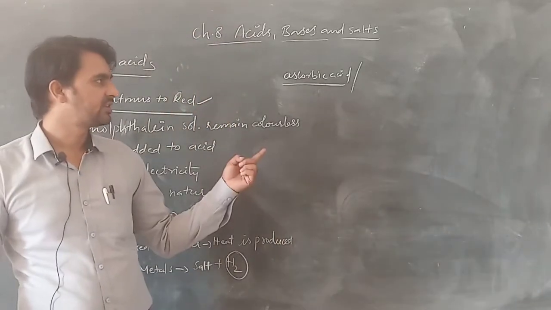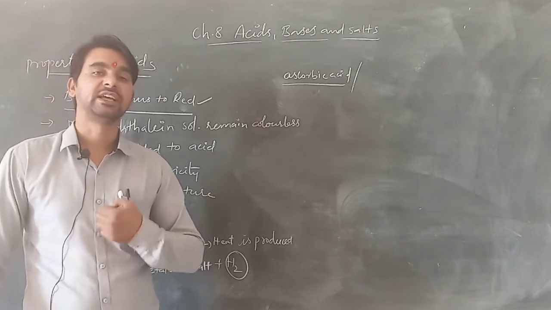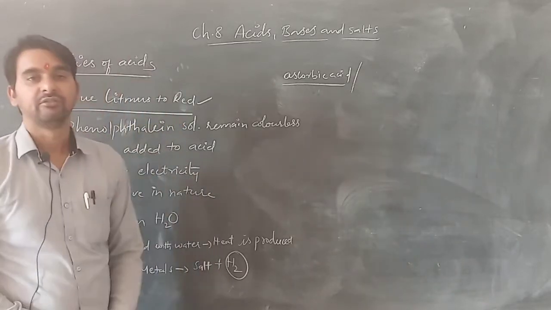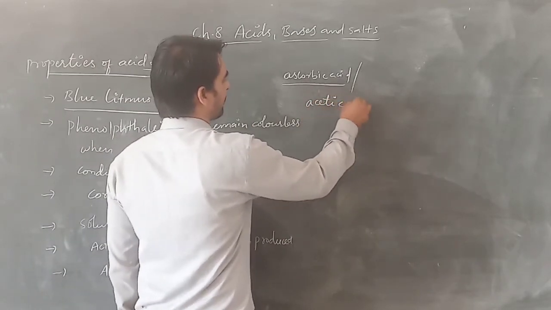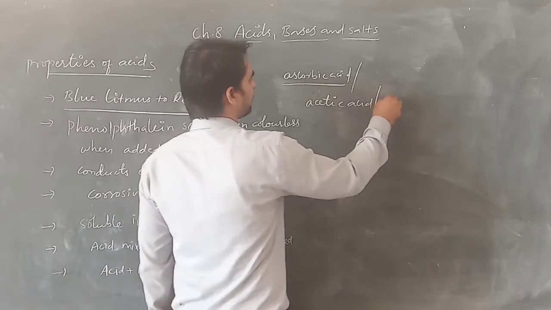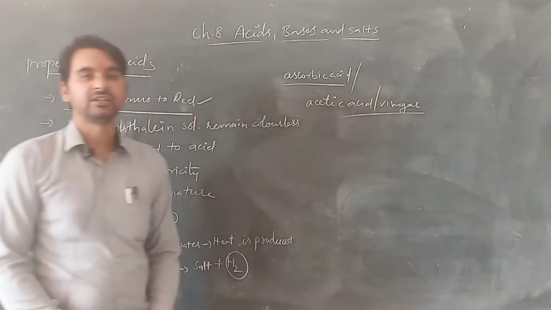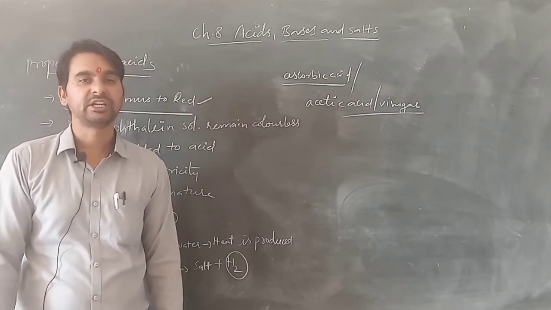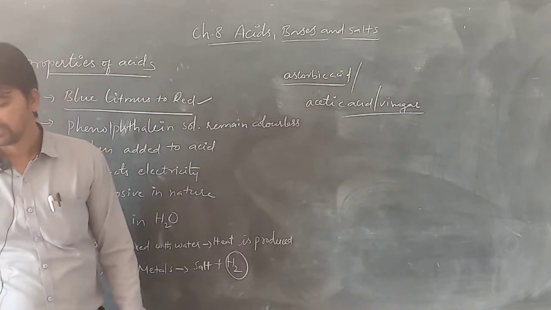Ascorbic acid is the chemical name of vitamin C, which is very essential for the health of living organisms. Vinegar consists of acetic acid. This acetic acid present in vinegar is added to food materials as a food preservative, or to improve the flavor or taste of the food materials.